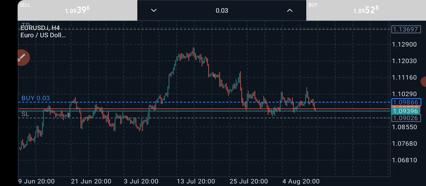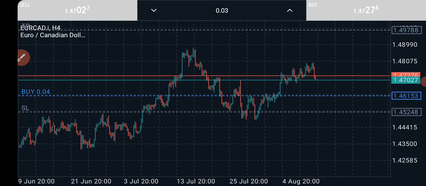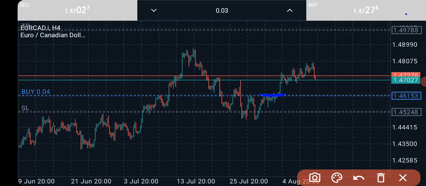So let me show you another trade I opened, which is Euro Cad. Yeah, Euro Cad. So this is another trade I opened. I bought this market from here. I use the same strategy I use in Euro USD, but this is what happened.